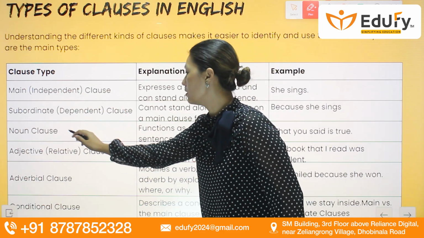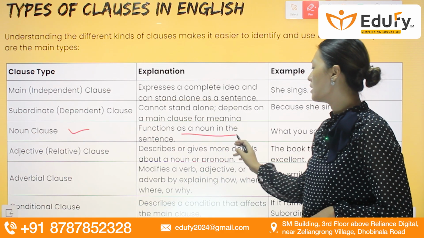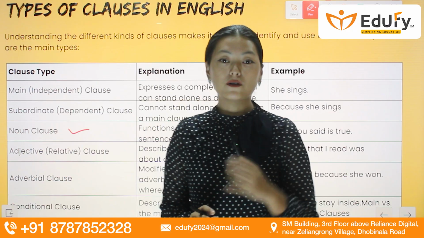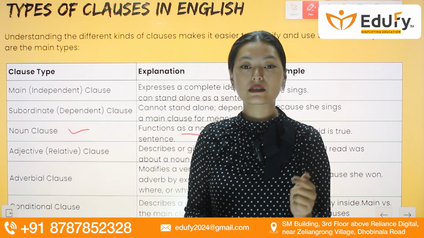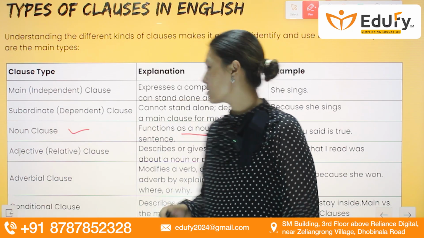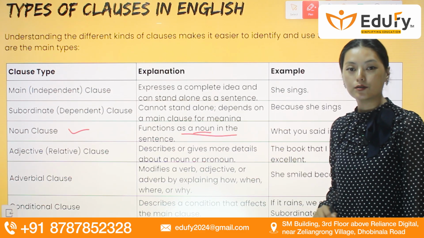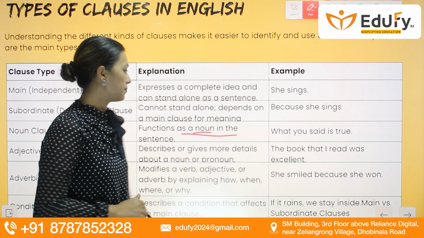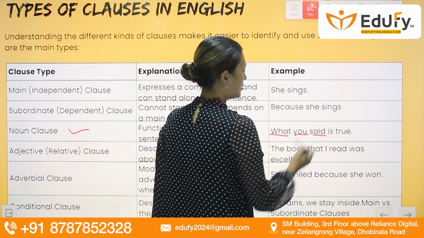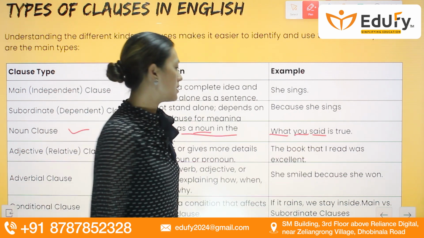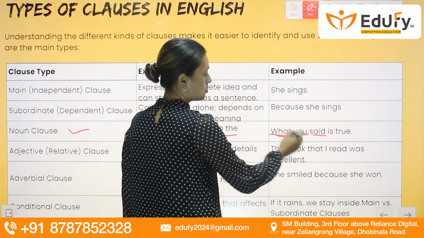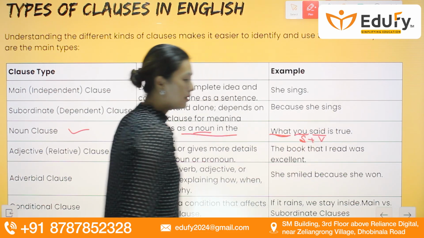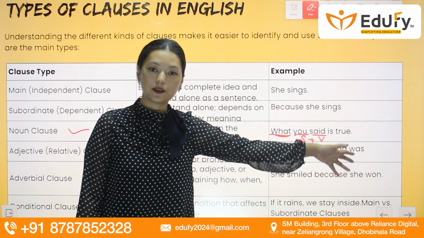Next, let's move on to the noun clause. It functions as a noun in the sentence. That means a complete group of subject and verb. Both of these parts of the sentence will function as what? As a noun in the sentence. Let's take a look. What you said is true. What you said is true. So here we see that there's an interrogative word, what. Then we have the subject and the verb, then the predicate, the other part of the sentence.